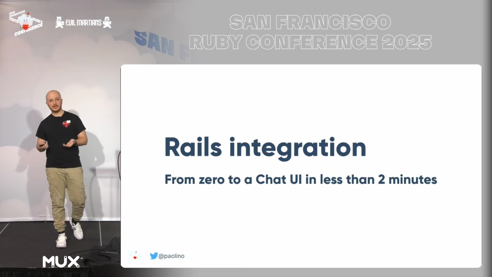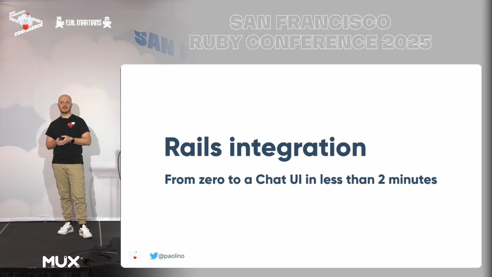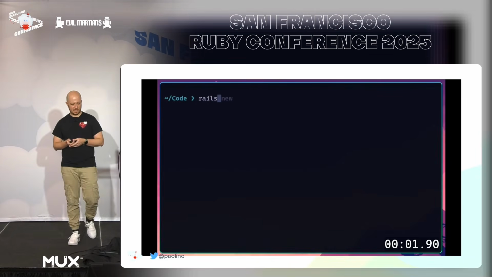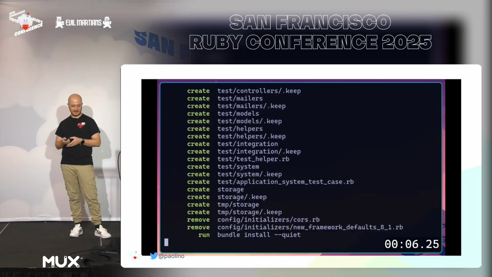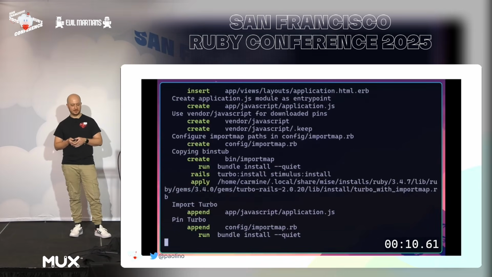It also integrates with Rails. And I'm going to show you how we integrate in Rails in less than 2 minutes. So we're creating a new chat app. I have a timer over there. This is real time. I didn't speed it up.